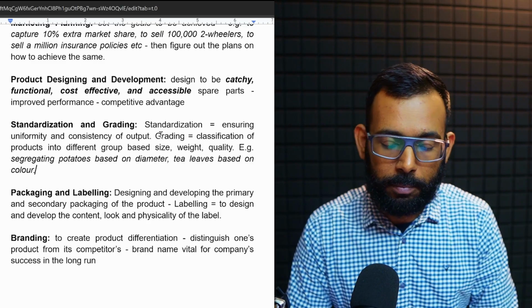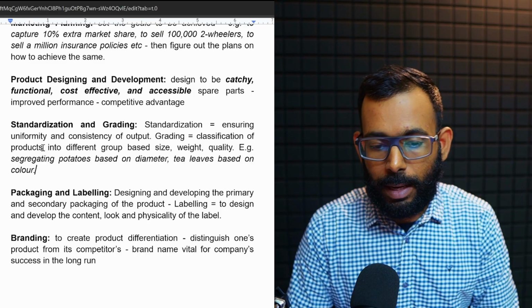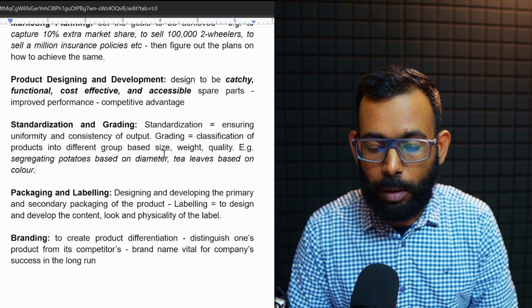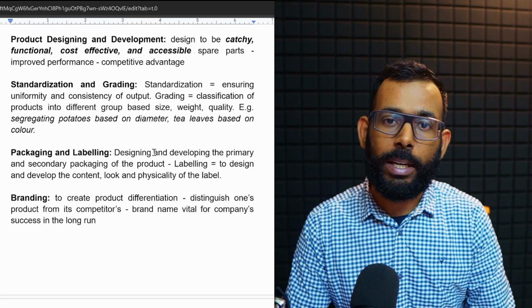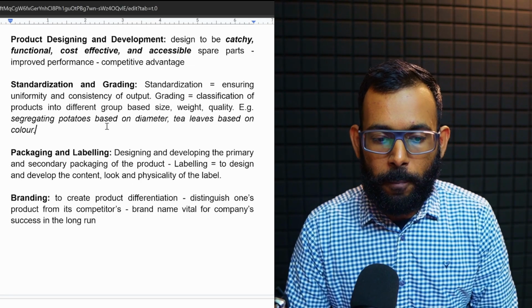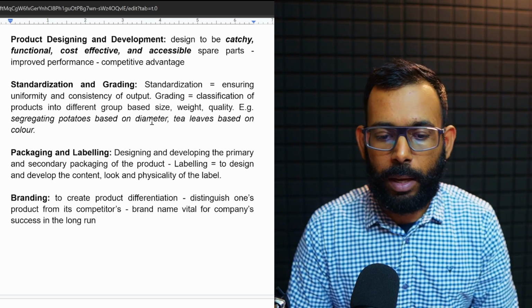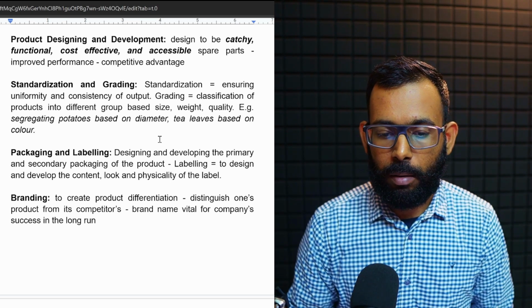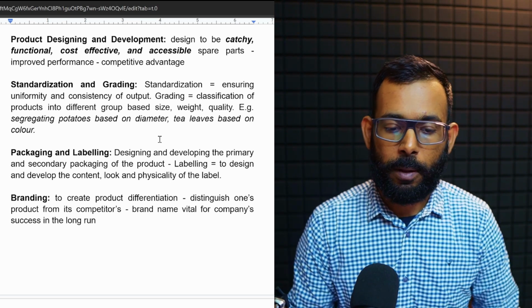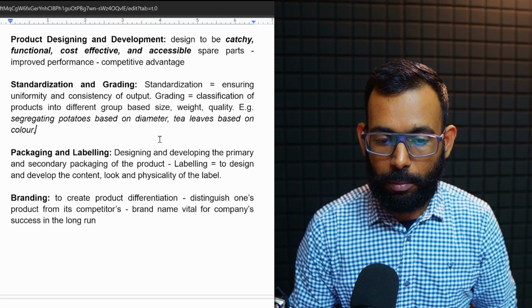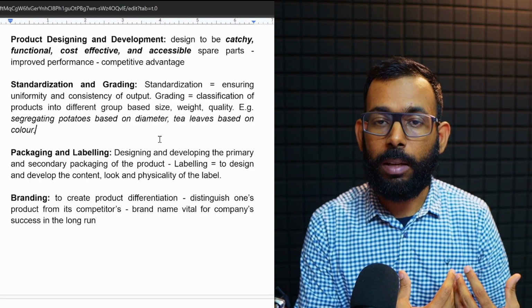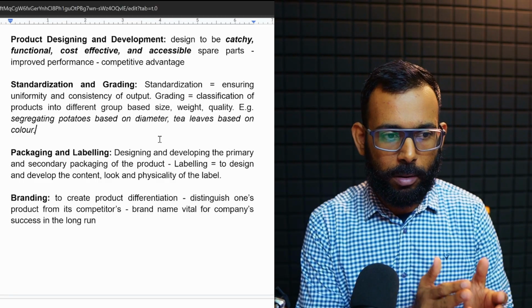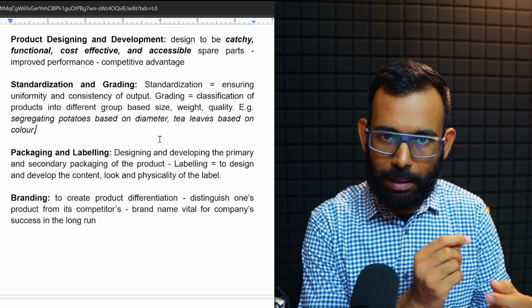What is grading? Grading is classification of products into different groups based on size, weight and quality. This is mostly with respect to consumables, eatables and agricultural products. So, segregating potatoes based on diameters. I worked in a food processing company where they made potato chips. When they procure potatoes from the farmers, they specifically tell the farmers to send only bigger size potatoes, because for chips purposes we need larger size, right?